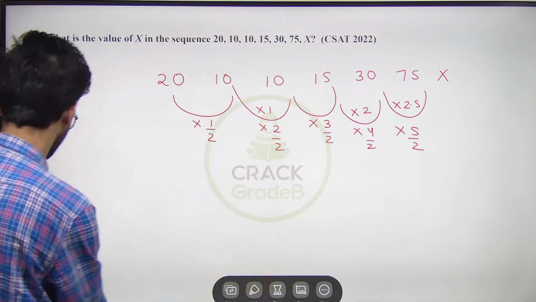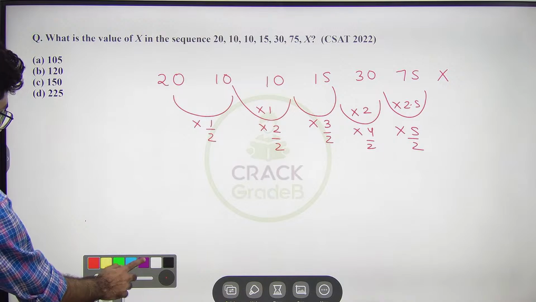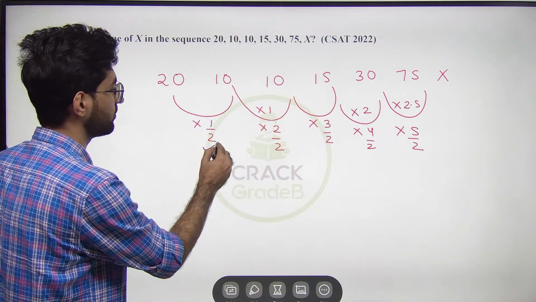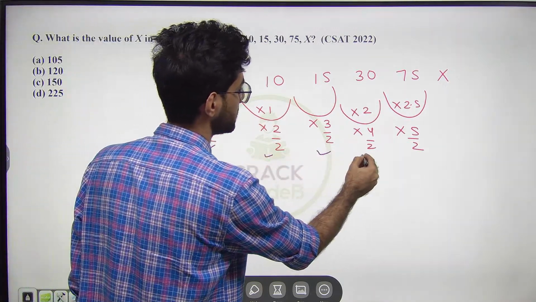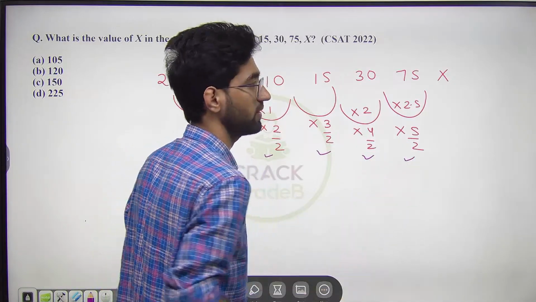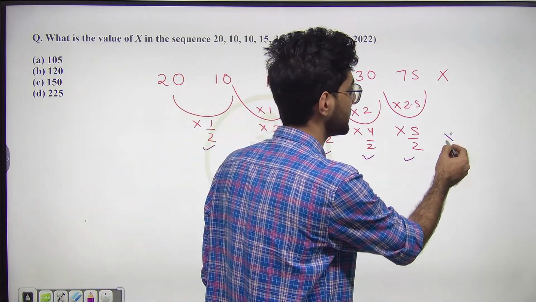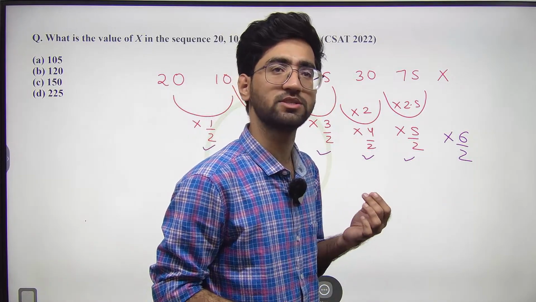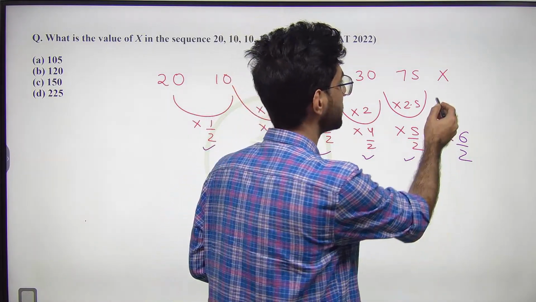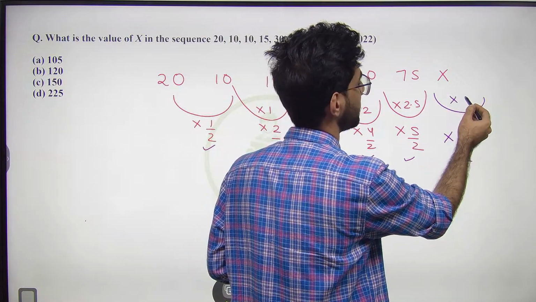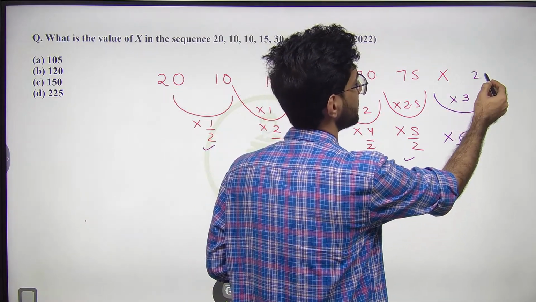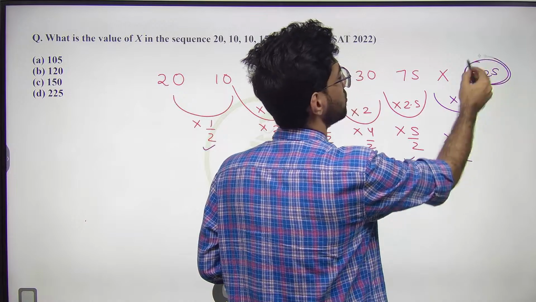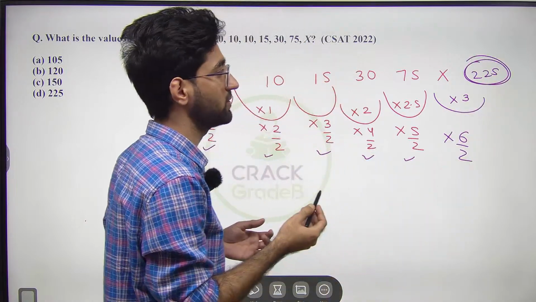So if this is the pattern, into 1 by 2, into 2 by 2, into 3 by 2, into 4 by 2, into 5 by 2, there are good chances that the next is into 6 by 2. 6 by 2 is equal to 3. So basically 75 into 6 by 2, so 75 into 3, that will give you 225.